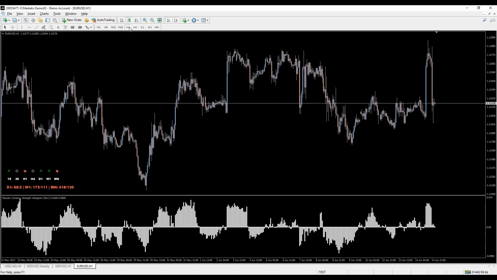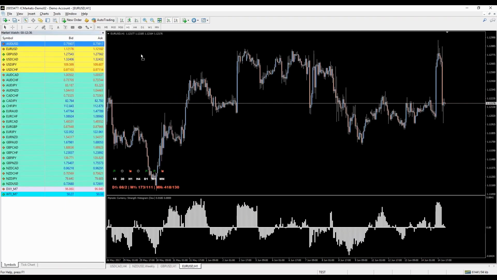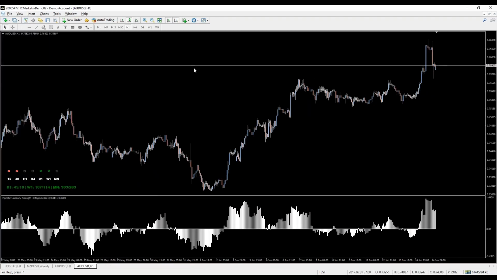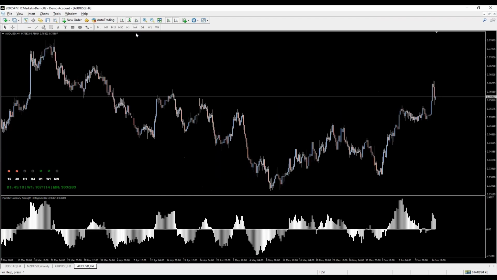If any of you are familiar with the term divergence, this is just a really good tool for that. And there's actually some pretty good examples on the Aussie. We can see here that when price came down here, it was reacting on major demand back here to the left. It came down, price was going low. We had lower lows and lower highs, but the currency strength was not supporting that. So we had the low here, and then the next low was here.